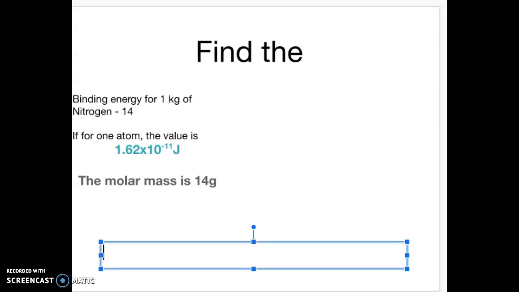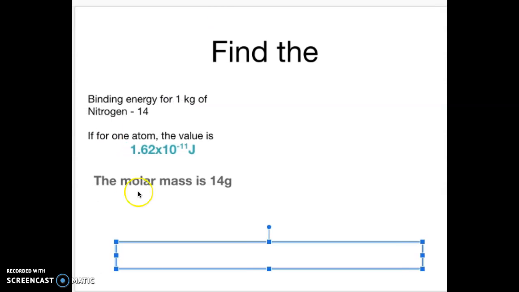So find the binding energy of 1 kilogram of nitrogen-14 if for one atom the value is 1.62 times 10 to the minus 11 and the molar mass is 14 grams. So try and conceptualize this as if you were building an atom, right? You've got one atom gives you 1.62. So find out in 1 mole, right? If you've got 1 mole, what you would do to this value. And then if you know the energy for 1 mole, then find out how many moles there are in 1 kilogram.